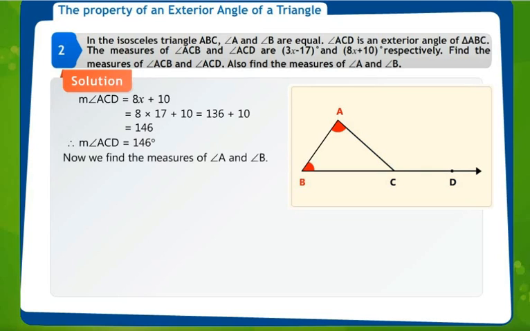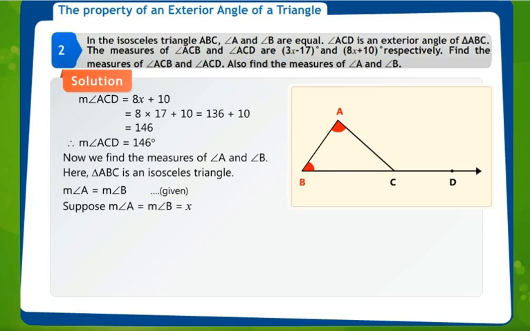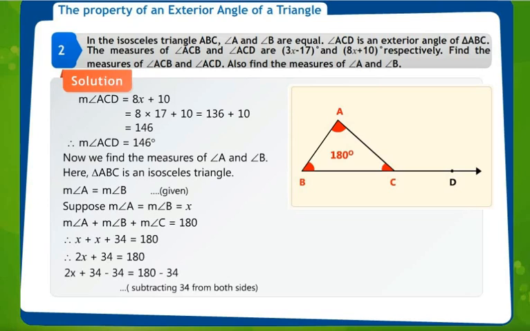Now we will find the measure of angle A and B. Angle A and B are remote interior angles of isosceles triangle ABC. So A is equal to B. This is given. So measure of angle A is equal to measure of angle B equal to x. Measure of angle A plus B plus C is equal to 180, the sum of the interior angles. So x plus x plus 34 is equal to 180, that is 2x plus 34 is equal to 180.